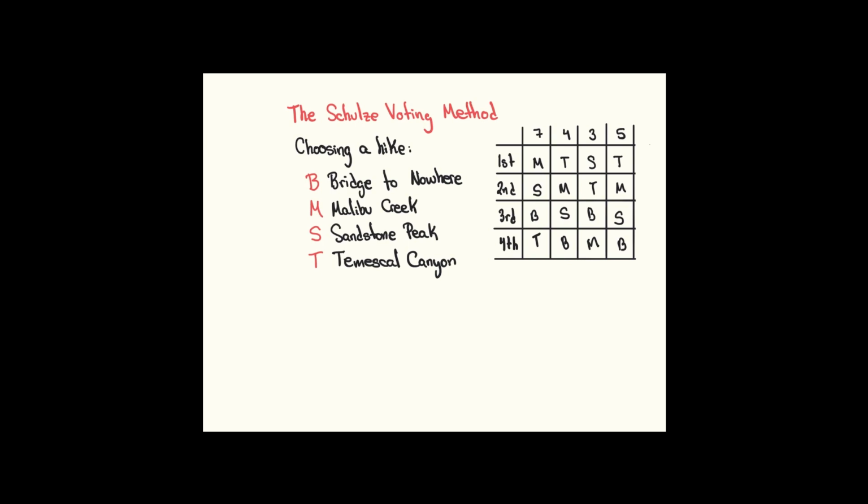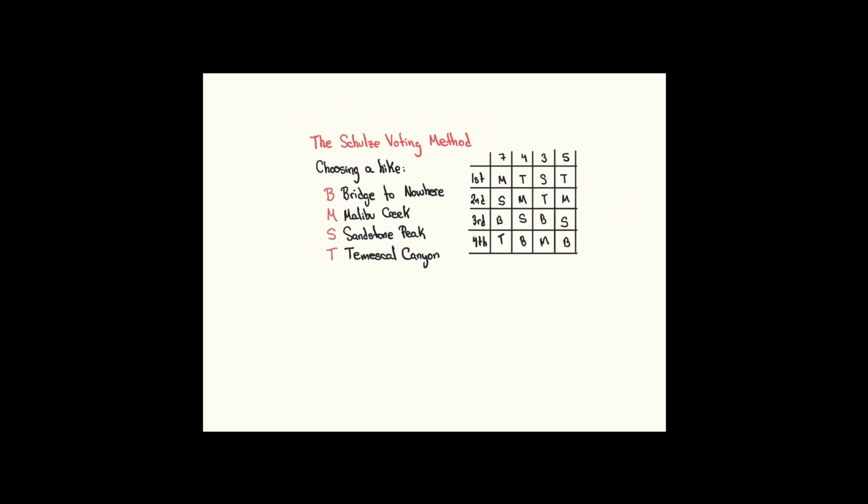Here is the group's preference schedule. This means that, for example, 7 people ranked the hikes as Malibu Creek first, Sandstone Peak, Bridge to Nowhere, and Temescal Canyon. This method consists of 3 stages. The first one is head-to-head comparisons to decide who is the winner of each pair.